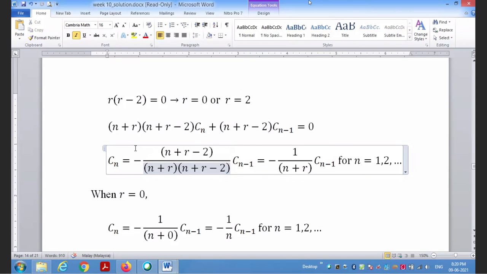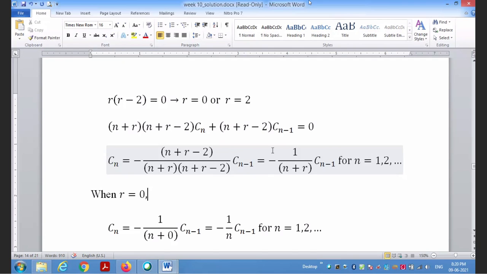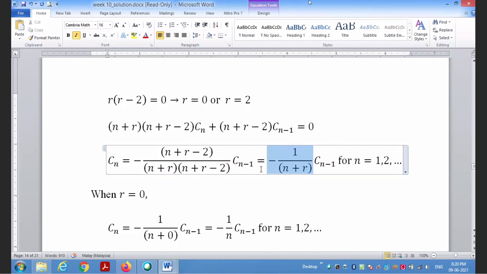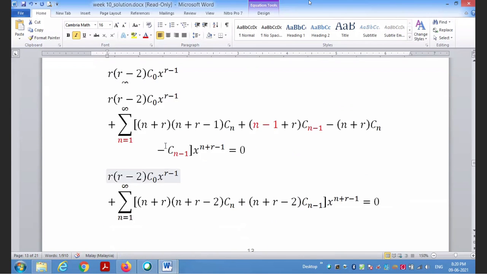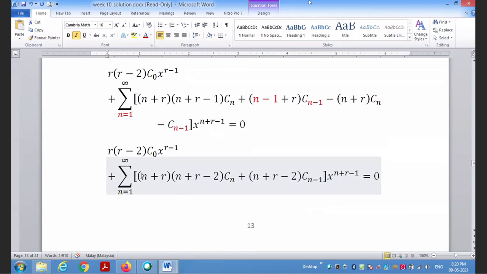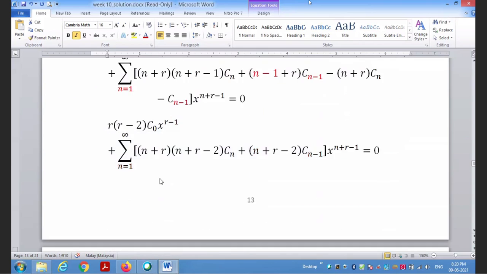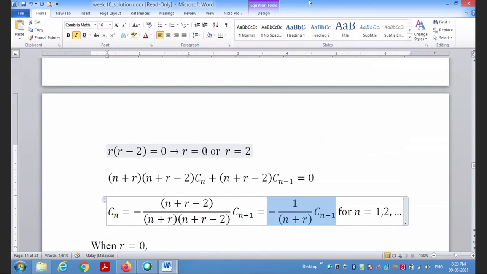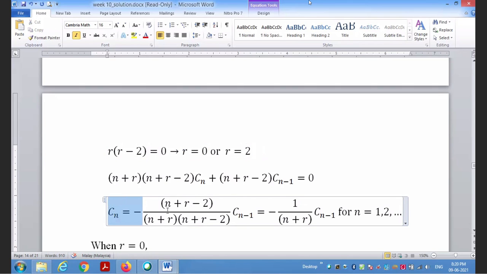Okay, don't leave it like this, because later on the expression will become more complicated. So it's better for you to simplify this so that it's easier to deal with later on. All right, now n starts with 1. Now for every r, you have two values: r equal to 0 and r equal to 2. For every r, you have to express this Cn.